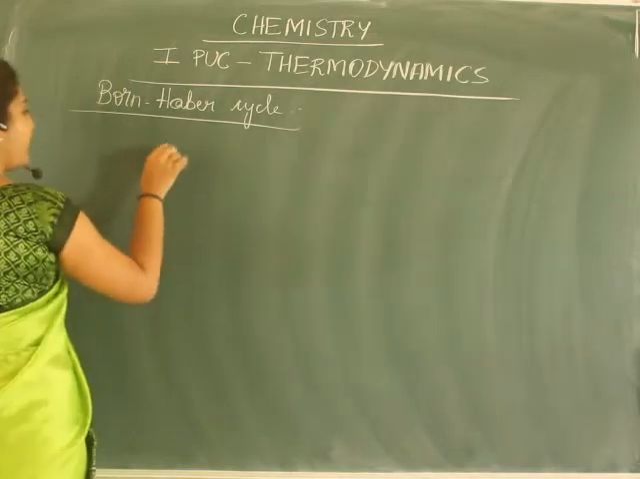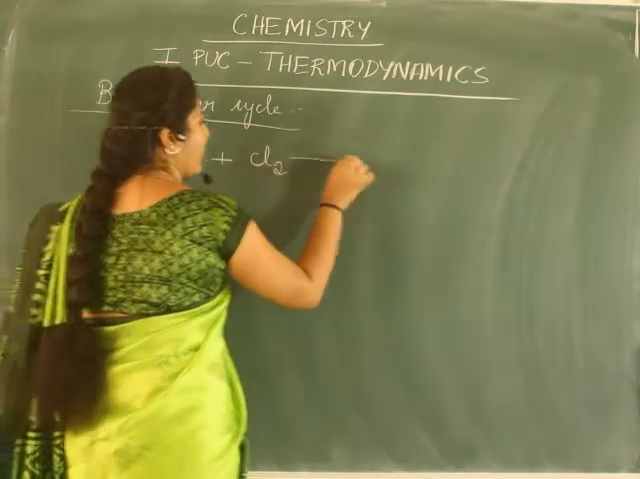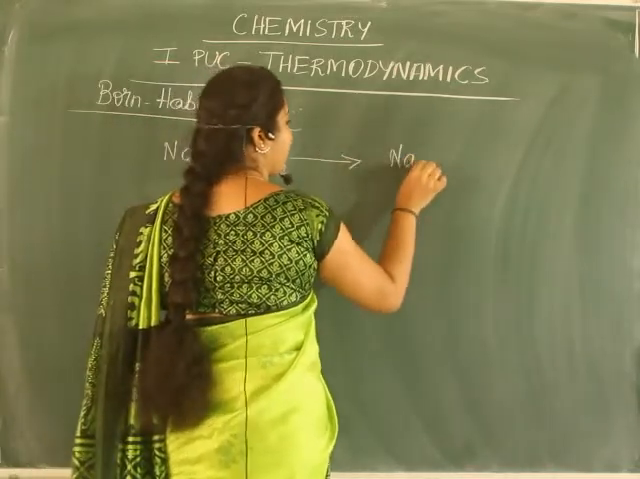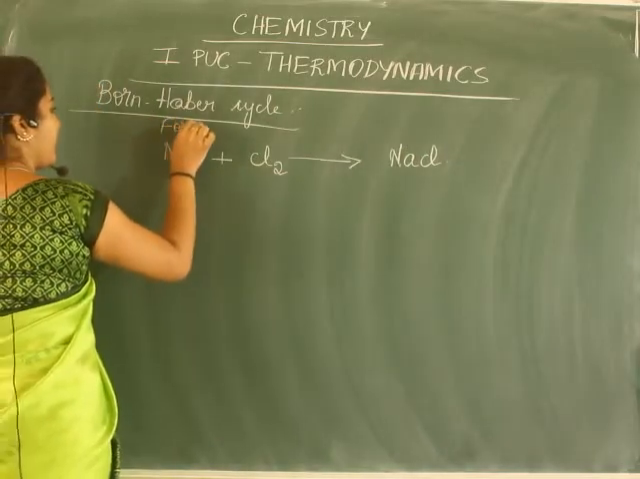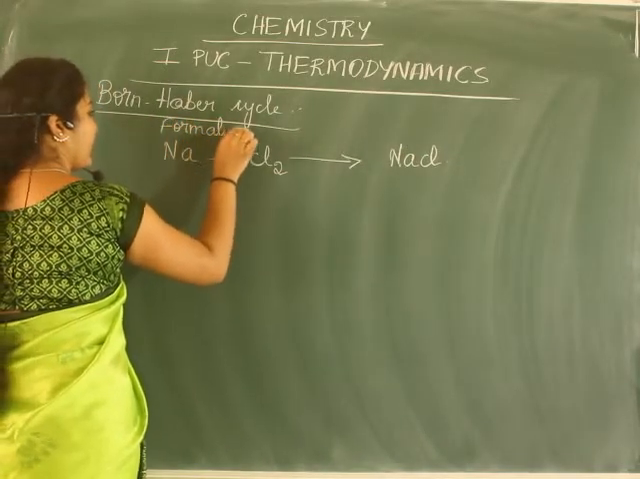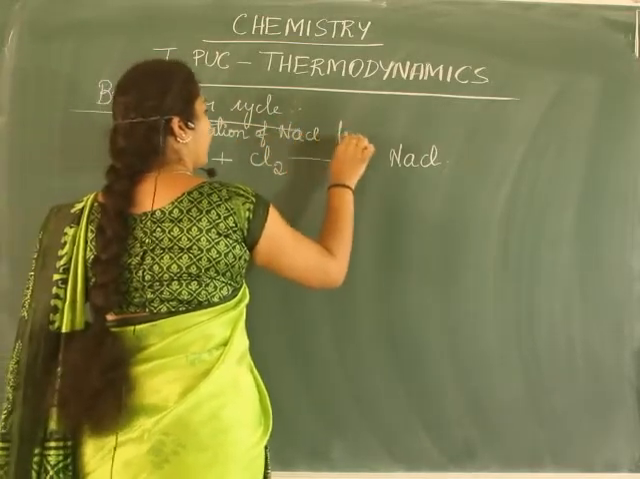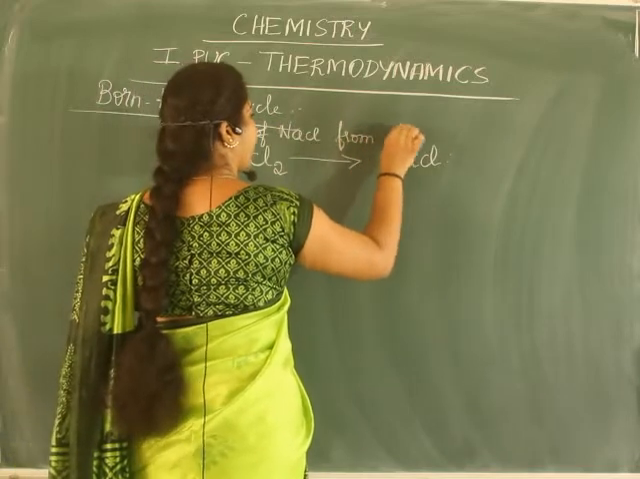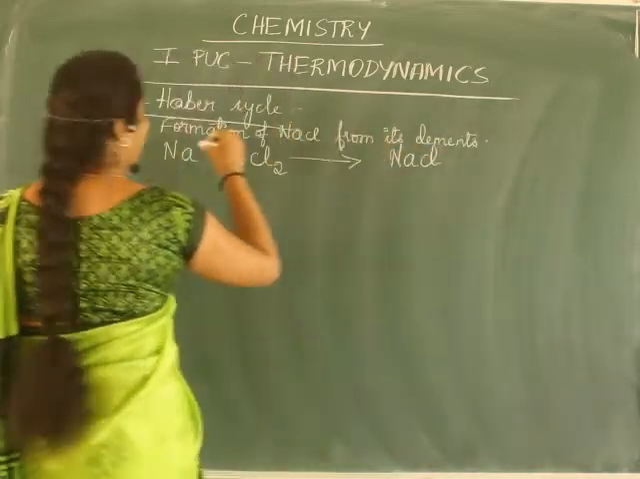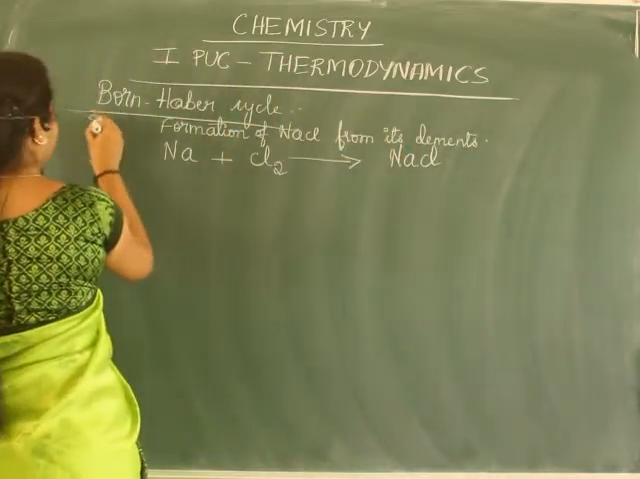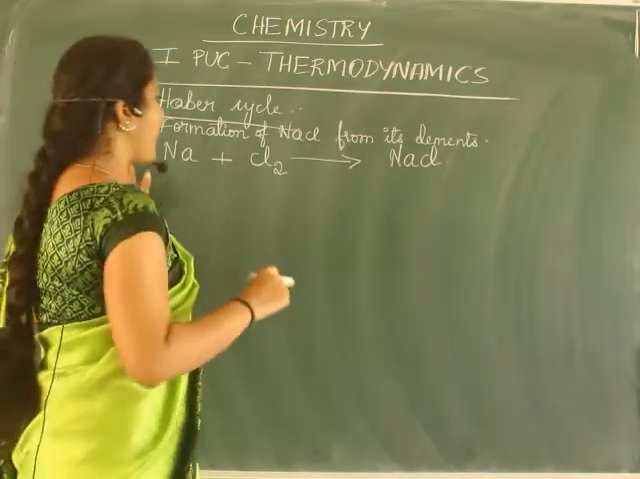So first step, sodium combines with chlorine to form sodium chloride. The statement you write is: formation of sodium chloride from its elements. This will be the main step, Step 1.